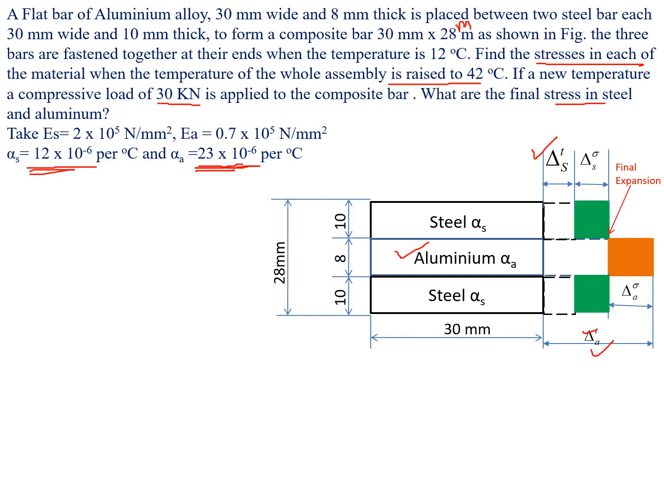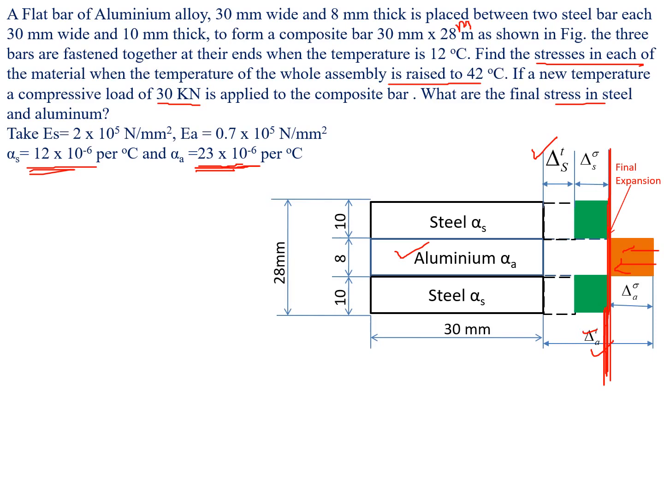But due to the composite bar, the expansion in the aluminum is equal to the expansion in the steel. Let us consider this the final expansion. So in both of the materials it should be equal, because it is a composite bar. Individually, the thermal expansion of the aluminum should be greater than that of the steel. But when considering the composite, the final expansion in both materials should be equal. So in the aluminum, contraction takes place due to the compressive stresses.